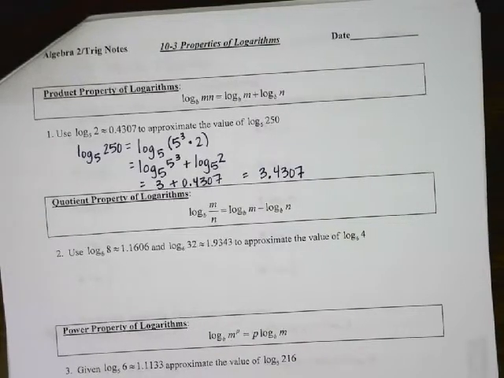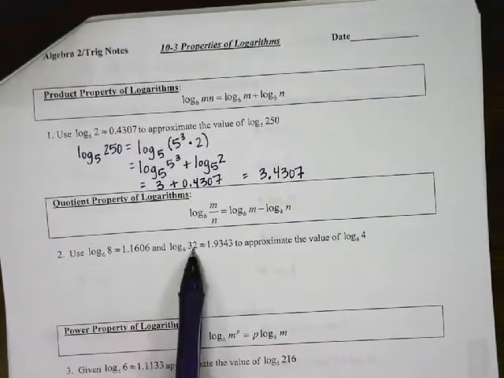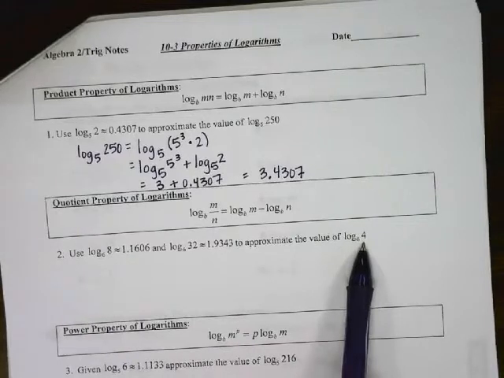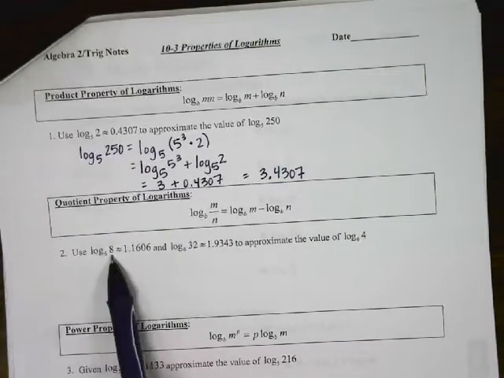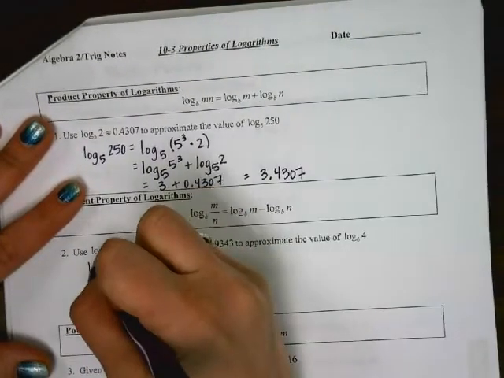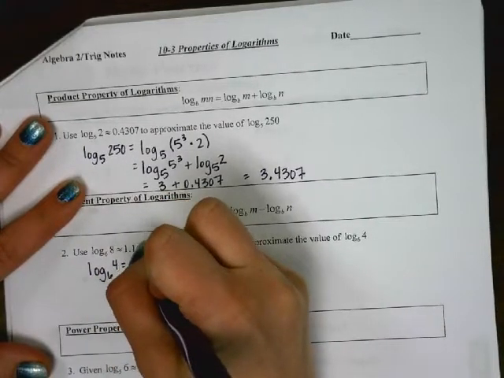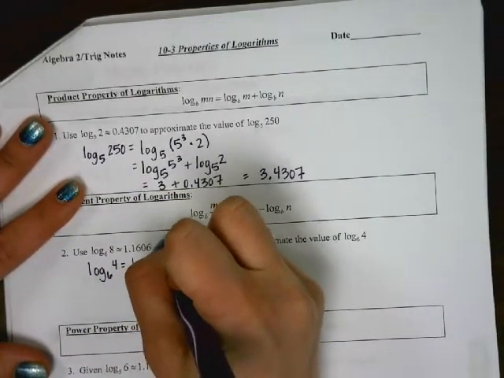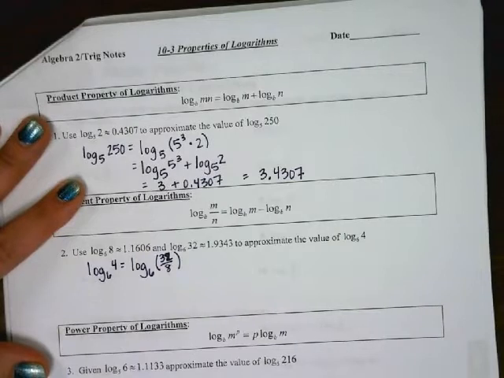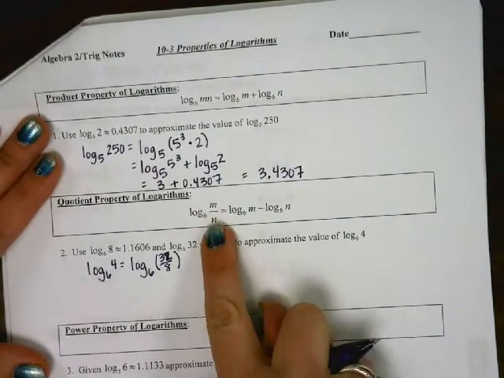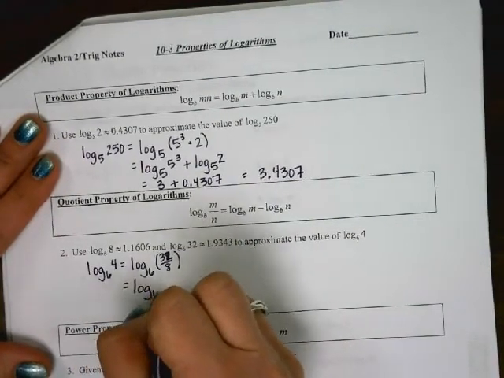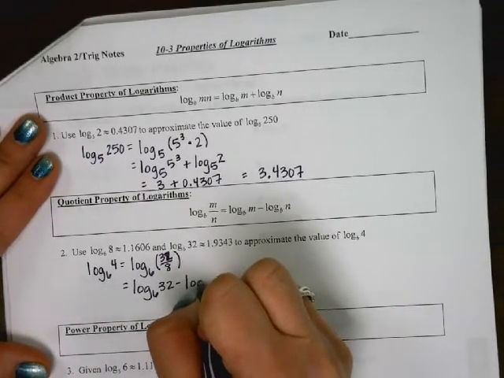So what are numbers I can use? I can use 6, I can use 8, and I can use 32, and I can multiply and divide those numbers in order to equal 4. Okay, well, I know that 32 divided by 8 is equal to 4. So log base 6 of 4 is the same thing as log base 6 of 32 divided by 8. Okay, well then my quotient property said if I'm dividing, then I subtract. So this is log base 6 of 32 minus log base 6 of 8.